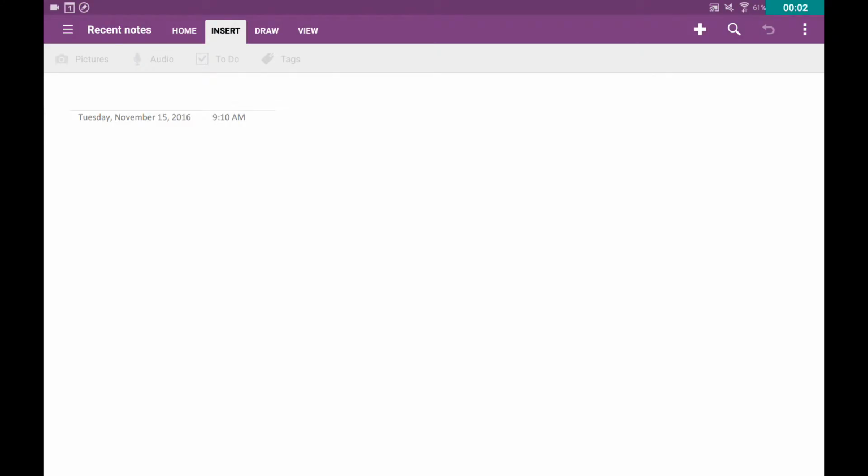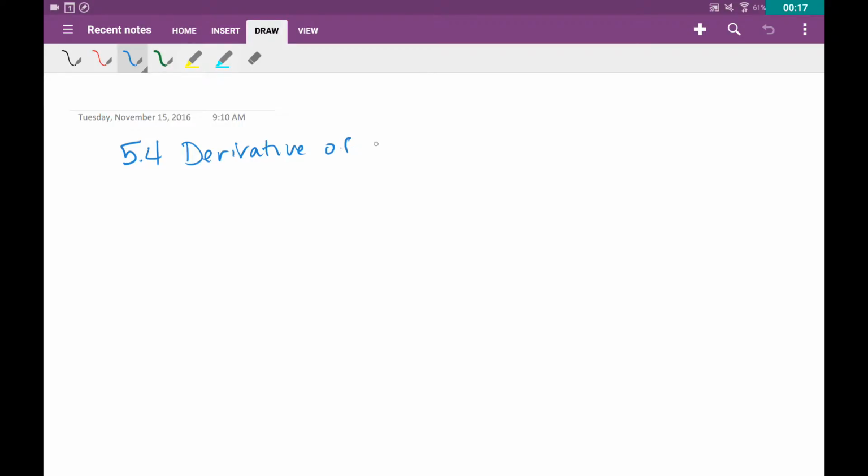Hello again. Today we're going to continue on with exponential functions, but instead of doing natural logs, we're going to talk about the base of e. This is actually section 5.4, the derivative of exponential functions.